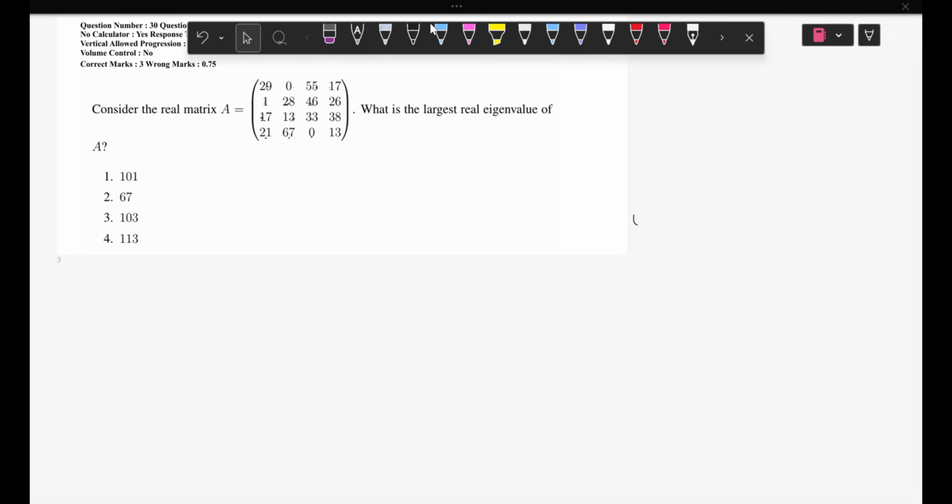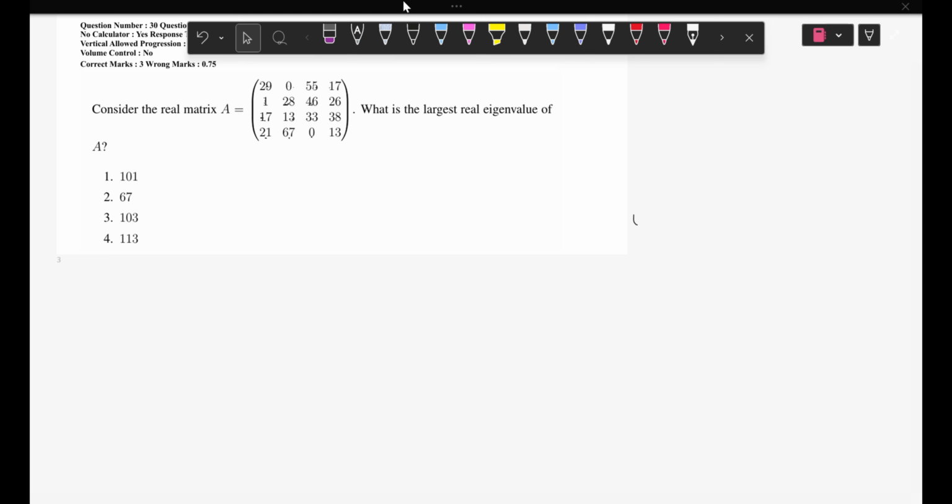Now let's solve the next question from linear algebra. The question is saying, consider a real matrix A equal to this matrix, then what is the largest eigenvalue of the matrix A? To solve this question, if you are trying to find all the eigenvalues of A, because it is a 4x4 matrix, A will have 4 eigenvalues. And if you try to find its characteristic polynomial, that would be a 4-degree polynomial.